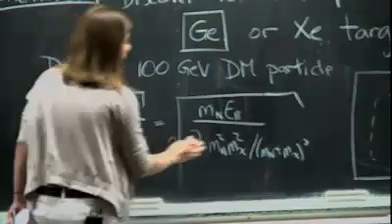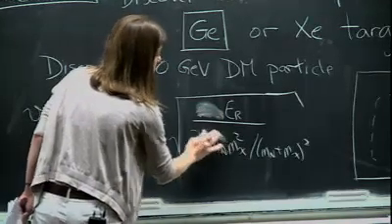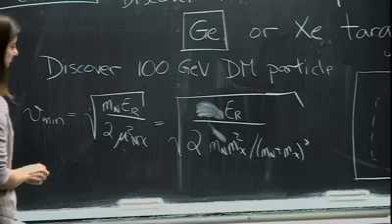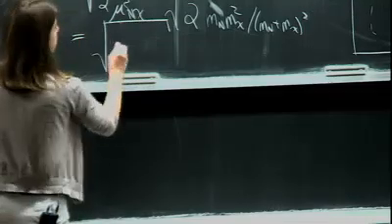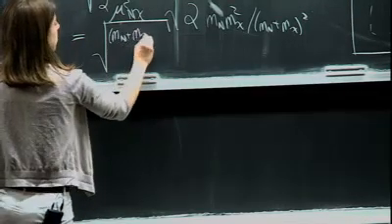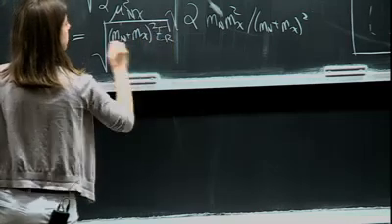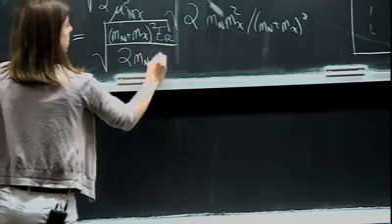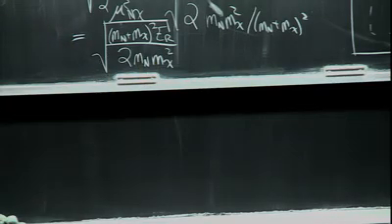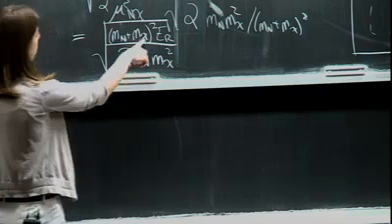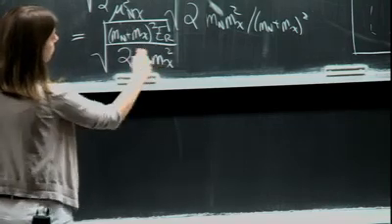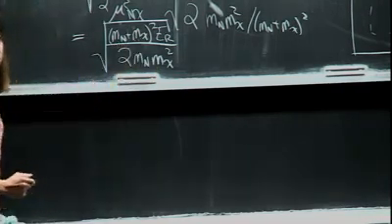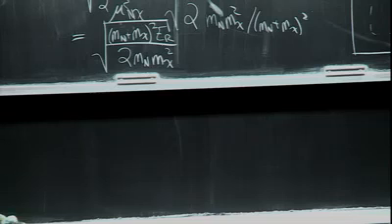I get a cancellation between the nuclear mass, top to bottom. So this ends up becoming the mass of the nucleus plus the mass of dark matter, squared, times E_recoil, over twice the mass of the nucleus times the mass of dark matter squared. In the limit where the dark matter mass is really light, this reduces differently than in the case where the mass of the nucleus and the mass of the dark matter are roughly the same. Does that make sense?